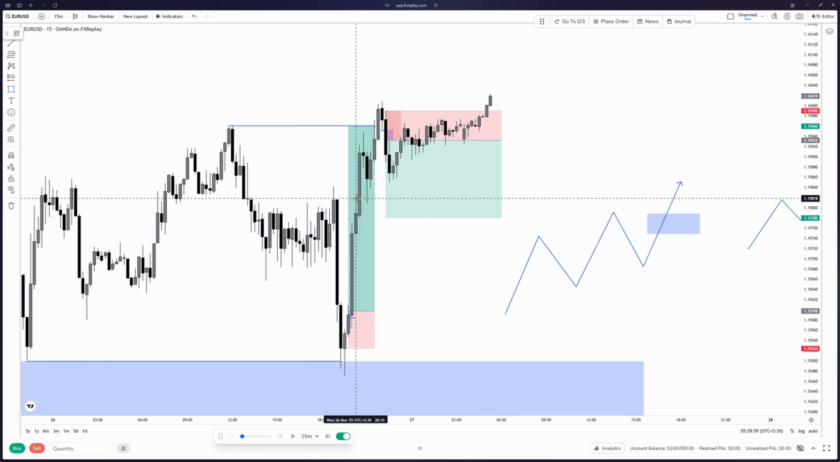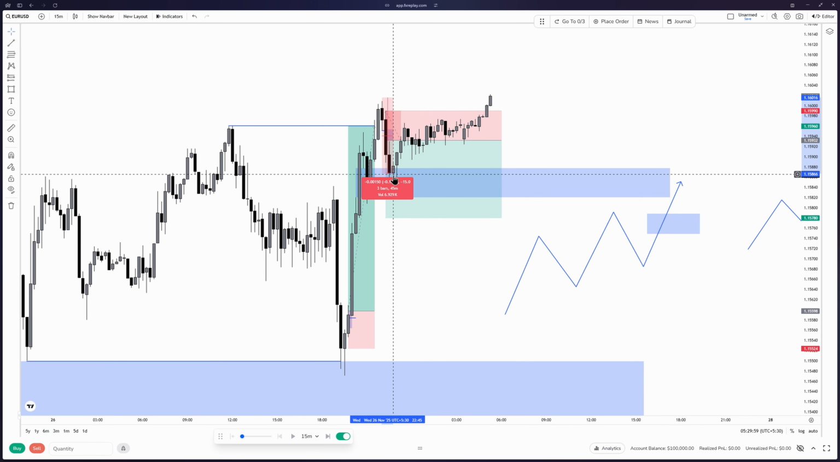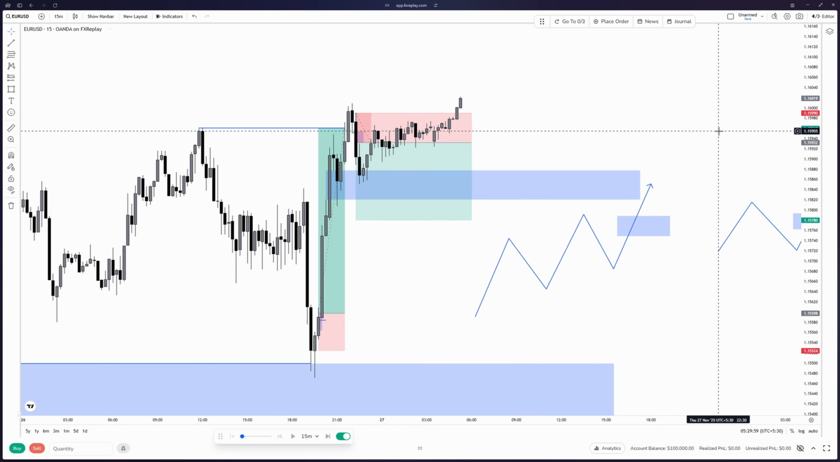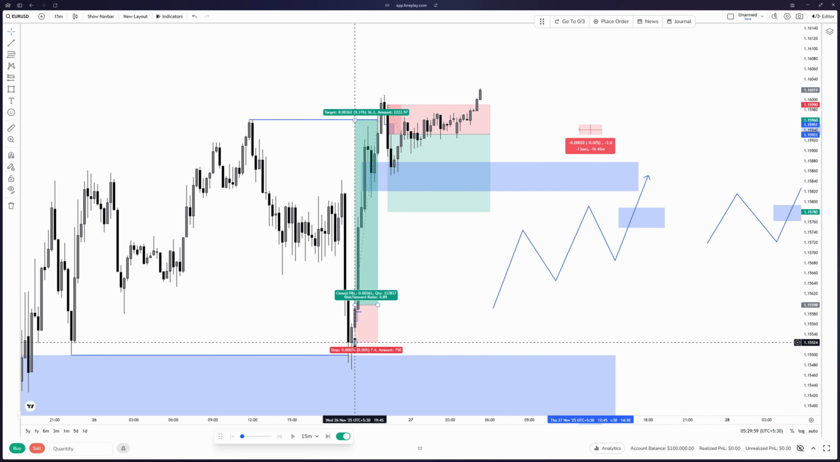Exactly like we have the higher time frame fair value gap here, which held the price and kept it moving upward by stopping out traders who were against the higher time frame bias.